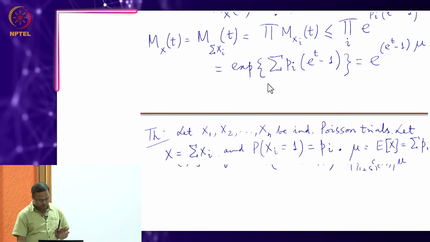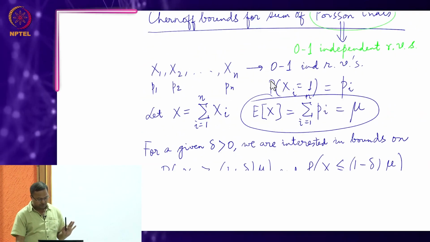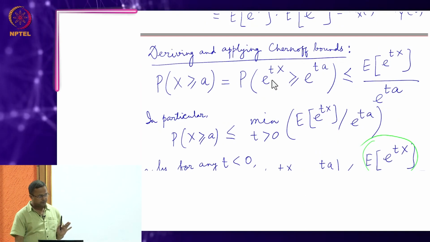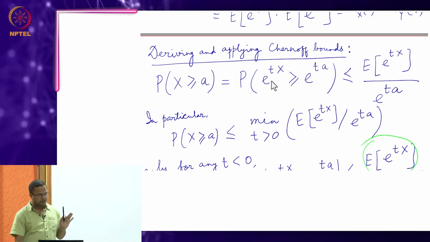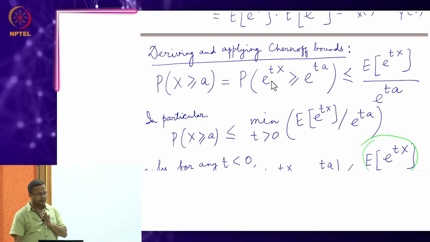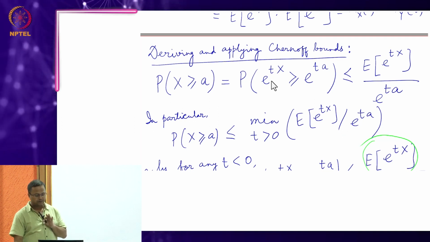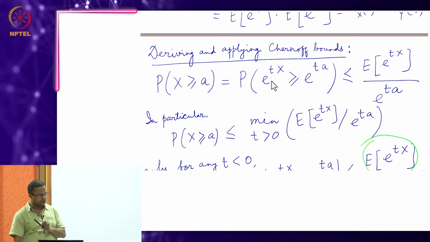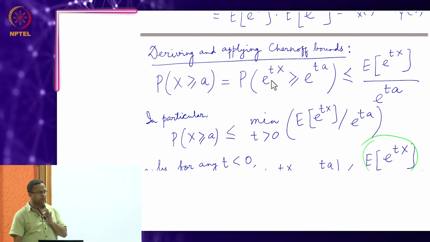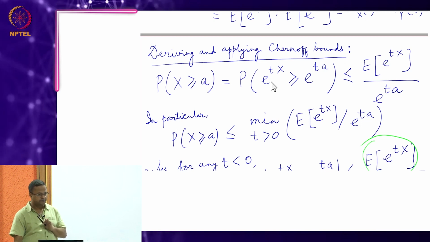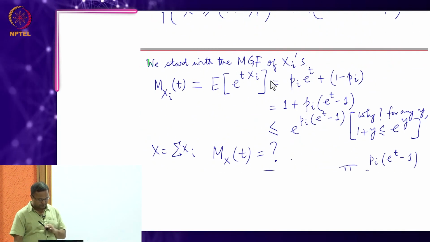Now, remember, Chernoff bound is nothing but Markov's applied to this. My capital X is now the sum of 0, 1 independent Poisson trials. I know its moment generating function. I have to now suitably choose a t. That is what remains.